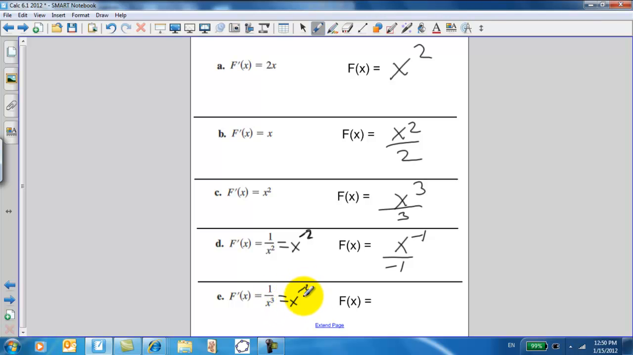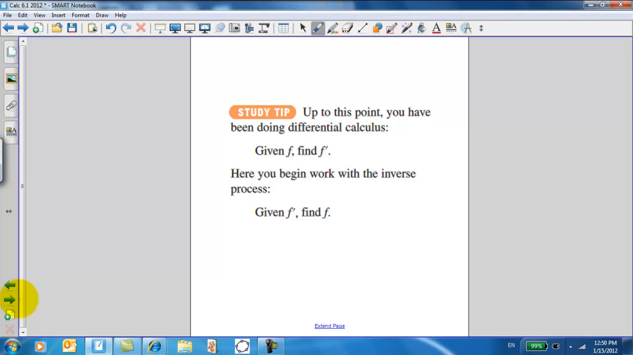Here's x to the negative 3. One power up from that is x to the negative 2. If I take the derivative of that, the negative 2 comes down in front and the power drops by 1, giving negative 2x to the negative 3. But we have no coefficient here, so we have to divide by negative 2. So hopefully you're getting the idea of what's going on here.